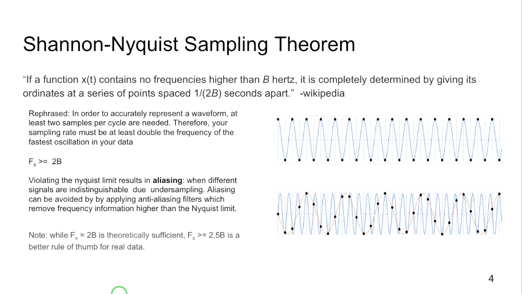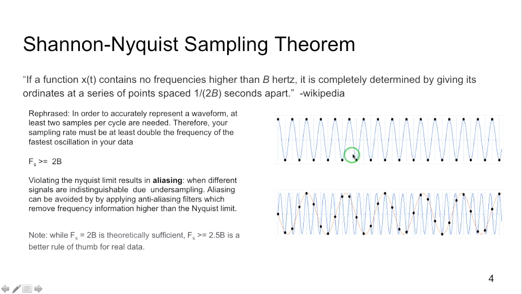Specifically, the Shannon-Nyquist sampling theorem states that we must have at least 2 samples per cycle of the highest frequency information in our data. Therefore, our sampling rate has to be at least double the frequency of our fastest oscillation. This is expressed mathematically as f of s must be greater than or equal to 2b.